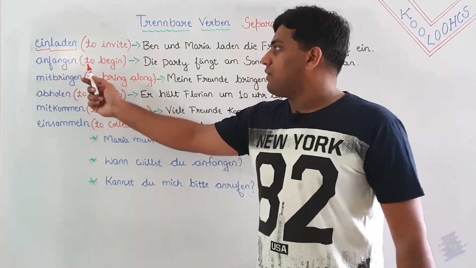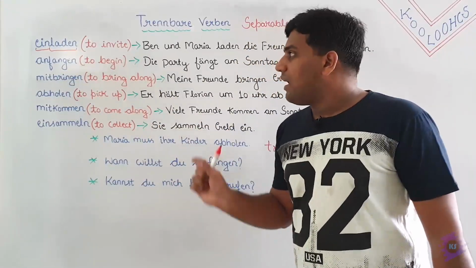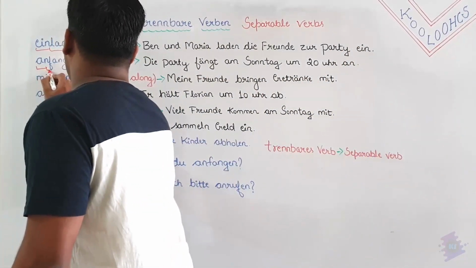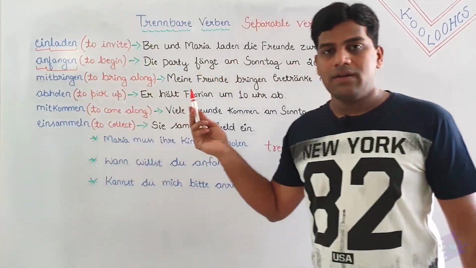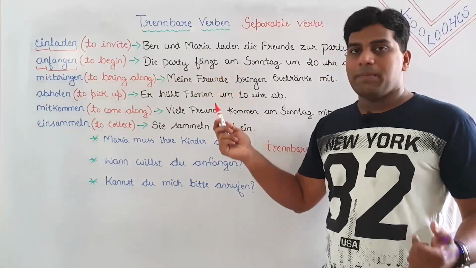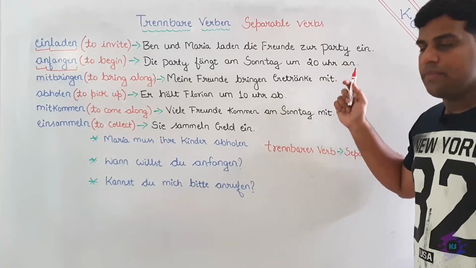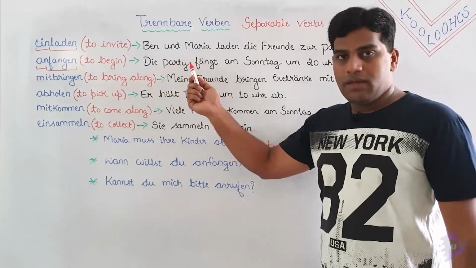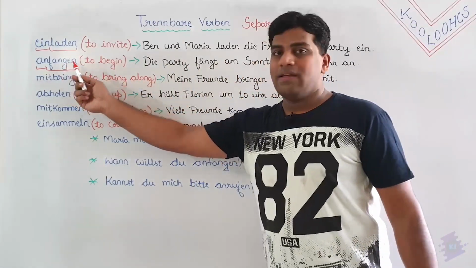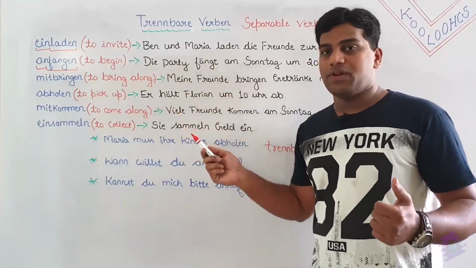That is anfangen. Anfangen means to begin. To begin something will be anfangen. An is the prefix here, and you have to conjugate fangen according to the subject. So here is the example. Suppose you want to say the party begins on Sunday at 8 p.m. That will be like this: die Party fängt. The third person singular of fangen is fängt, because the party is third person singular, right?